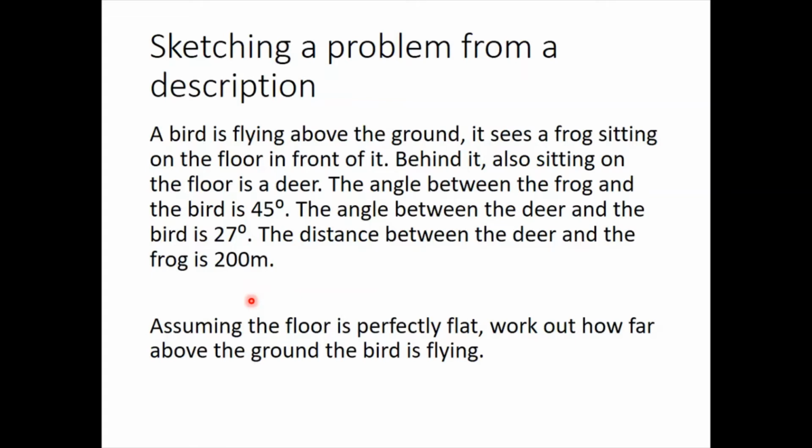A bird is flying above the ground. It sees a frog sitting on the floor in front of it. Behind it, also standing on the floor, is a deer. The angle between the frog and the bird is 45 degrees. The angle between the deer and the bird is 27 degrees. The distance between the deer and the frog is 200 meters. Assuming that the floor is perfectly flat, work out how far above the ground the bird is flying.